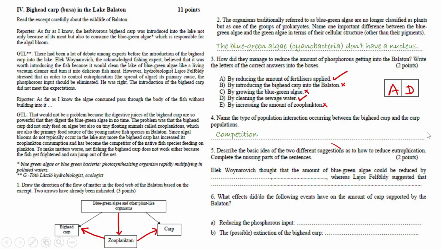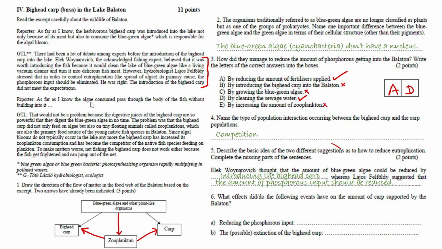Describe the basic idea of the two different suggestions as to how to reduce eutrophication. Complete the missing parts of the sentences. So again, we can find the answers in the text. Alek Wojnarowicz thought that the amount of blue-green algae could be reduced by, and it is written down in here, introducing the bighead carp. Okay, you can find it here. And then Lajos Felföldi suggested that the phosphorus content, the amount of phosphorus input, should be reduced.